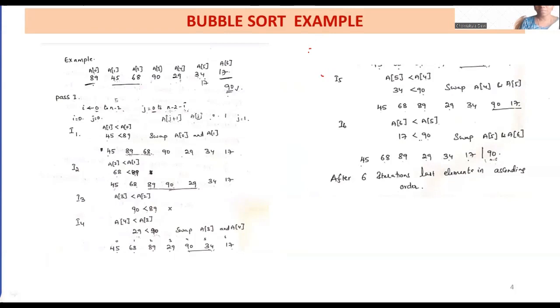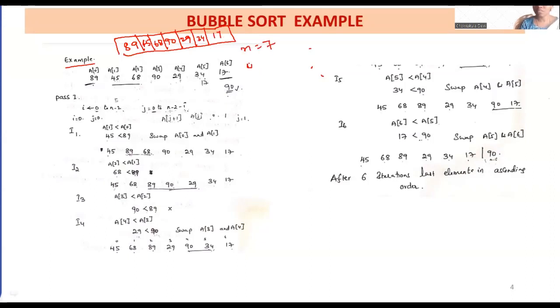We'll go with a simple example and try to understand how we can apply bubble sort for solving a sorting problem. So this is an example. We are given a list of elements. Totally here we have 7 elements. The first element is 89, the second element is 45, the third element is 68, then 90, 29, 34 and 70. So totally we have 7 elements.